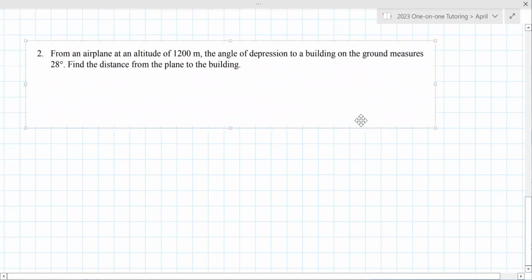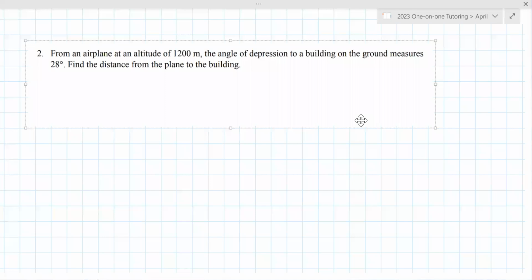But here we go. It says an airplane at an altitude of 1,200 meters. The angle of depression to a building on the ground measures 28 degrees. Find the distance from the plane to the building.